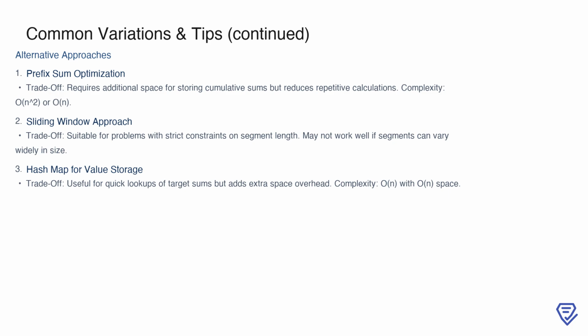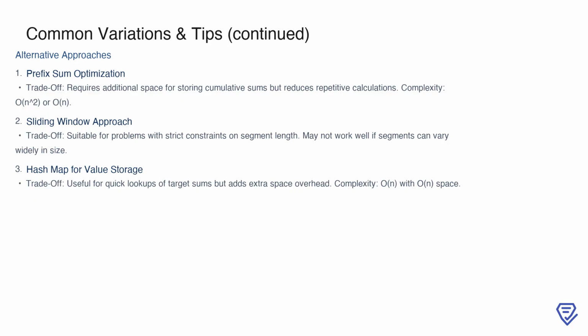Another approach is the sliding window technique, which is useful when there are constraints on segment lengths. However, this method may not work as effectively if the segments vary widely in size, so it's best used in specific scenarios. Finally, you can use a hash map to store values for quick lookups of target sums. This approach is particularly efficient, with a time complexity of O(n), but it does come with the trade-off of additional space overhead proportional to the array size.